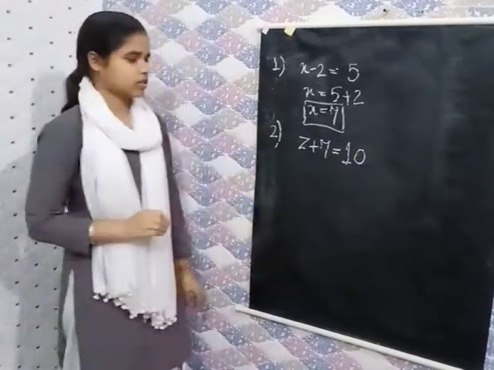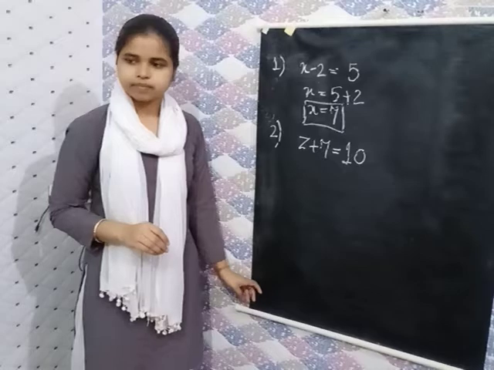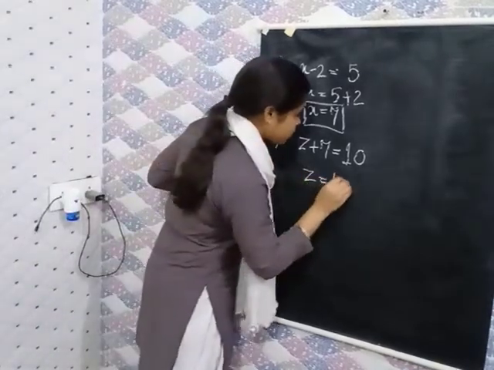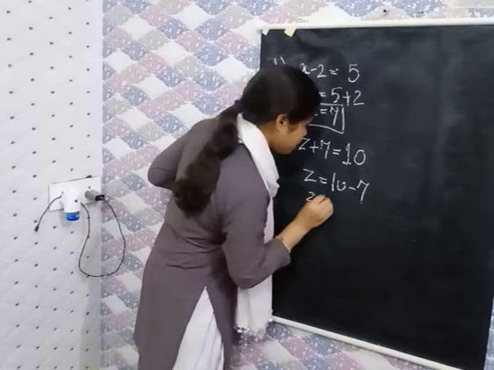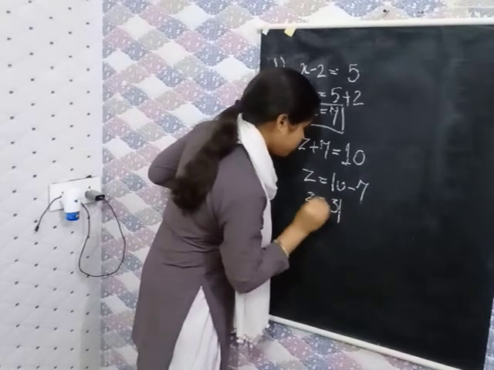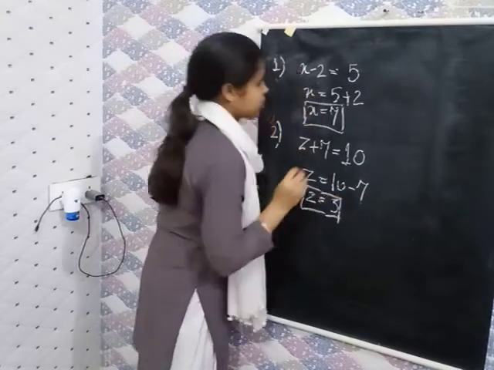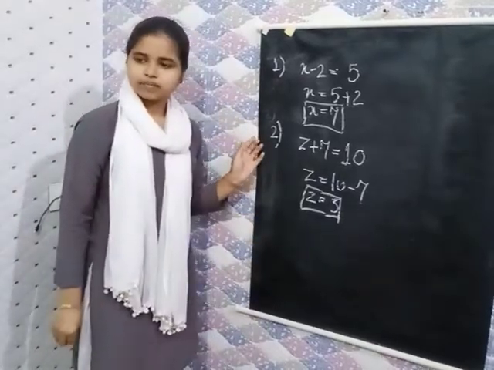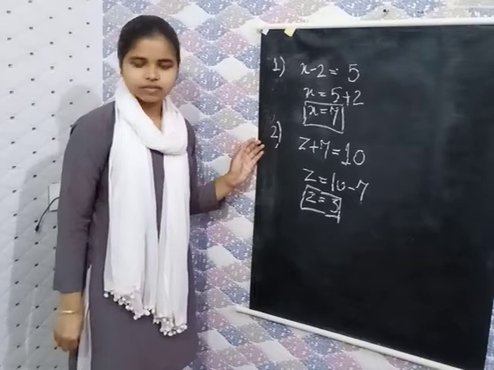How can you solve this linear equation? Z is equal to 10 minus 7. Very good. Then Z will be 3. Very good. Now students, note down these answers in your notebook. Noted? Yes, ma'am.